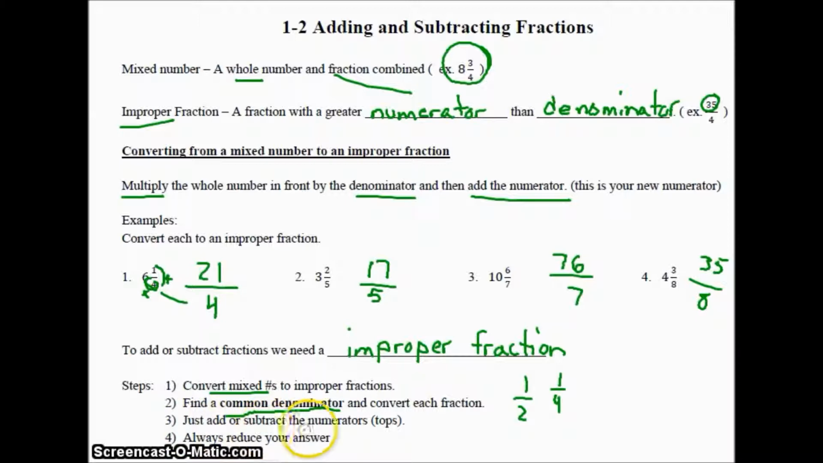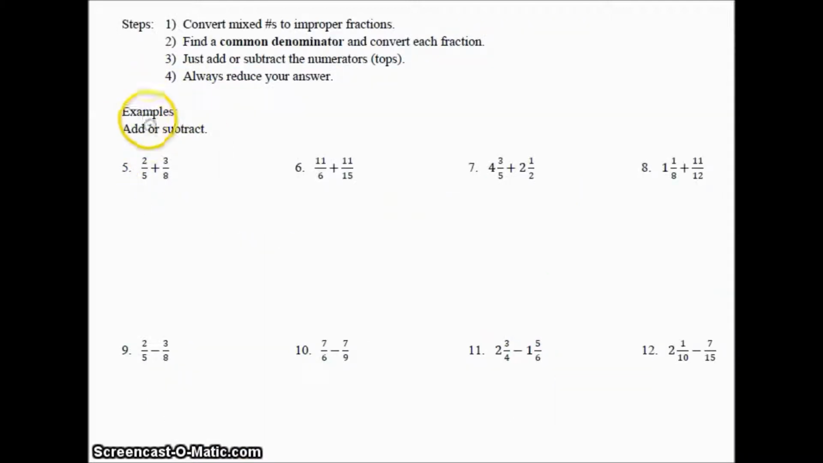Then we're just going to add or subtract the numerators. We cannot add straight across both top and bottom. We only can add numerators together. Then always reduce your answer at the end. So let's put this into practice and take a look. Alright, so here are some simple examples here. So again, our steps are up here. Convert to improper fractions first, find a common denominator, add or subtract, and then reduce.